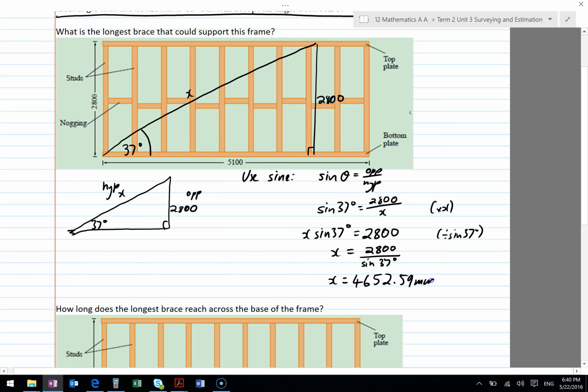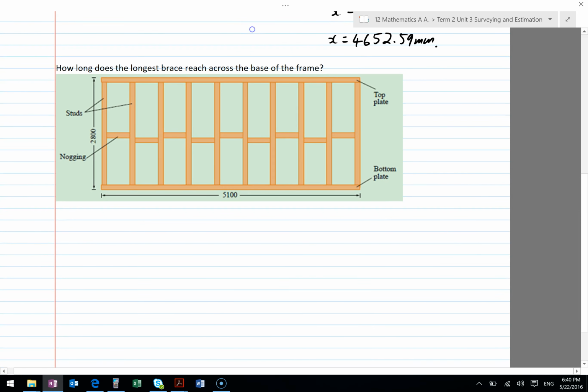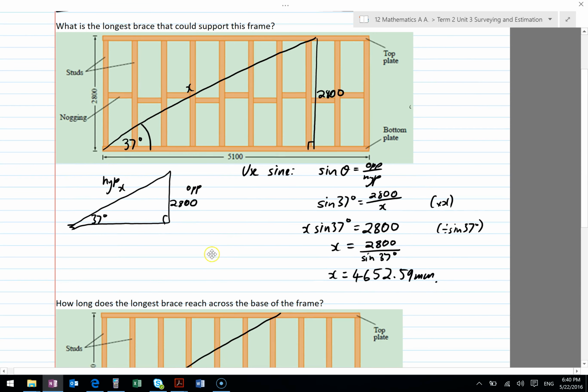4652.59. Remember these are in millimeters. In any sort of construction context, if there's no units, assume millimeters. So second part of the question, how long does the longest brace reach across the base of the frame? So again, I've got this brace going over at 37 degrees. Before I finish, I need to make sure I write an actual statement for my solution. The longest brace that could support this frame would be 4652.59 millimeters long.